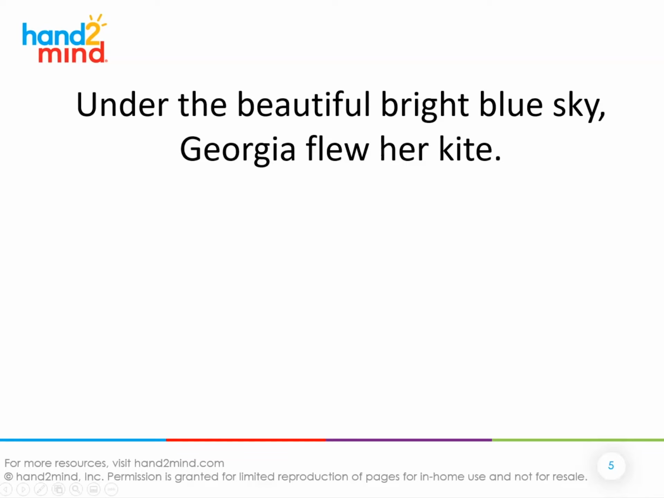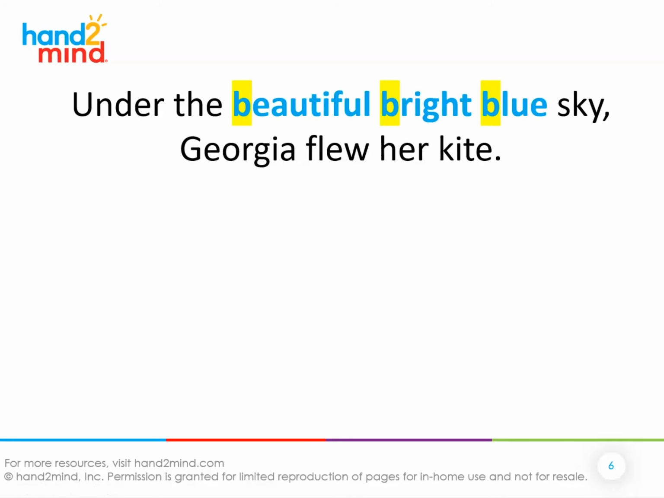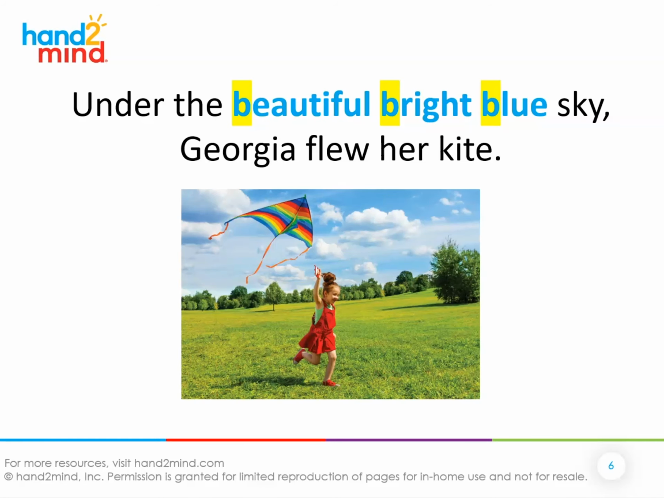In this sentence, the alliteration is beautiful, bright, blue. In these words, I hear the B sound made by the B in beautiful, bright, and blue. When I read these words, beautiful, bright, and blue, I have to slow down when I read them because they have the same sound at the beginning. This helps me focus on the description of the sky as something that's very bright and blue and beautiful that Georgia is flying her kite in.